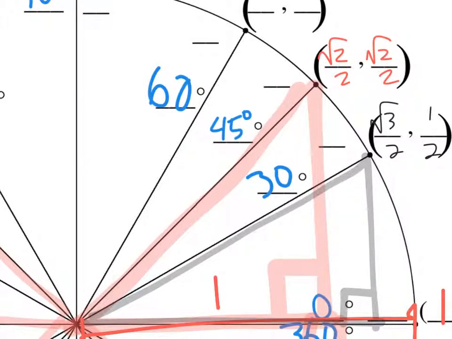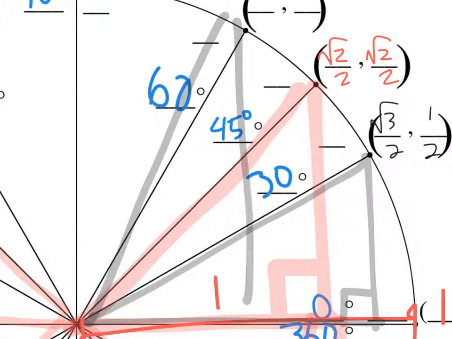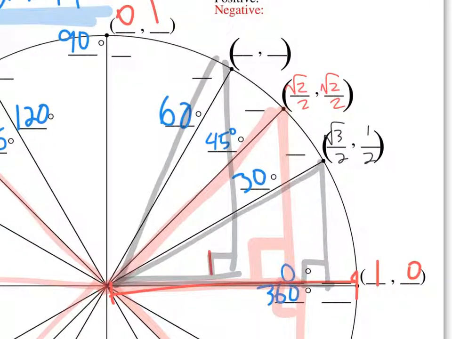Okay, let's look at the 60, this one. Which one is longer, the x direction or the y direction on the 60? The y direction is longer, so is it going to be square root 3 over 2 or 1/2? Square root 3 over 2. So this is going to be 1/2, square root 3 over 2.